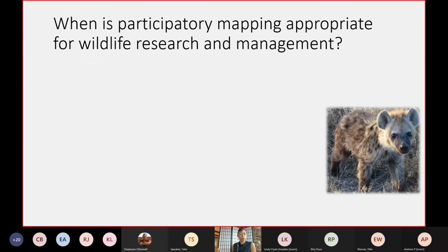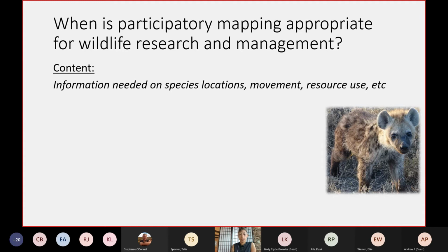So since many of us work with wildlife, we have to ask ourselves, when is participatory mapping appropriate for wildlife research and management? Because it's not always appropriate. And so as far as content, you have to be thinking about what information is needed on species, locations, movement, resource use, etc., and whether you're able to let the community guide that, right? A lot of the time, and I'll talk more about this later, our funding structures that we have in this field don't really allow for flexibility of the community guiding these things. And there are some ways around that, and there are some ways that just need to be systemically changed.